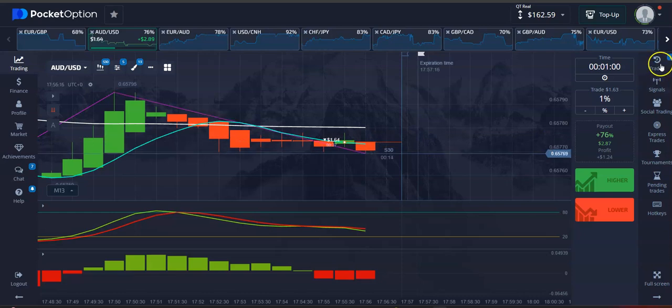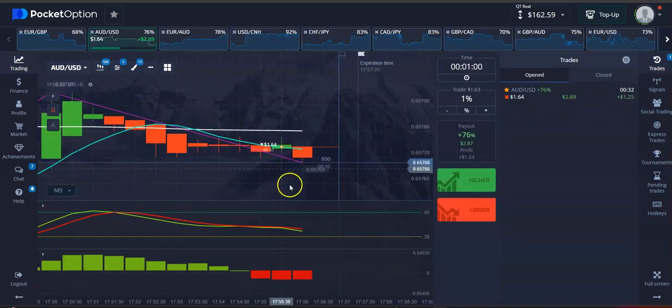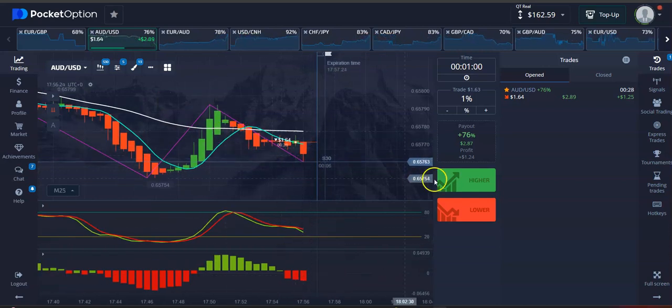All right, so we have 35 seconds. Another red bar over here. Okay. So hopefully this one will be a good win. So 25 seconds.